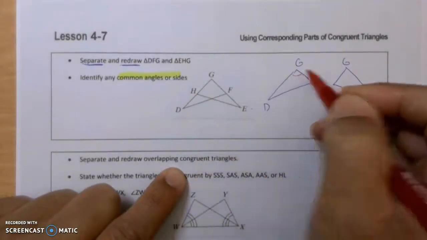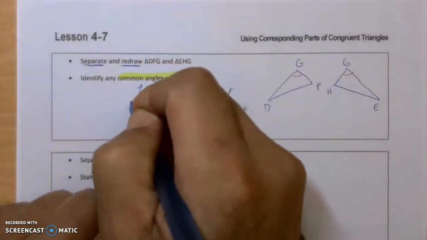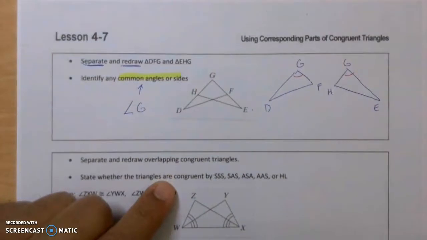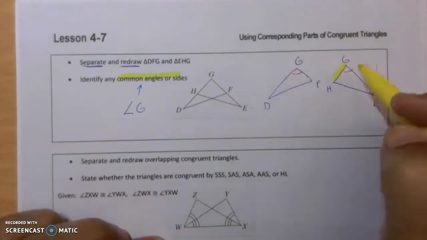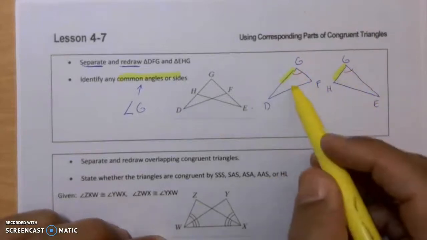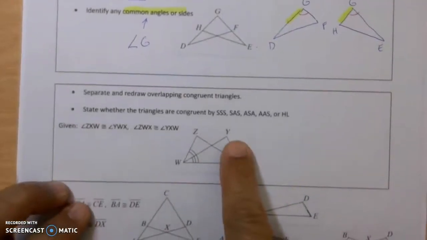They both share angle G. So angle G is the common angle. They don't really share a common side. Although this side here, G to H, it only goes from here to here on the other triangle. It doesn't go all the way to the bottom, so that's not really a common side. We're going to do the same with this next one here.